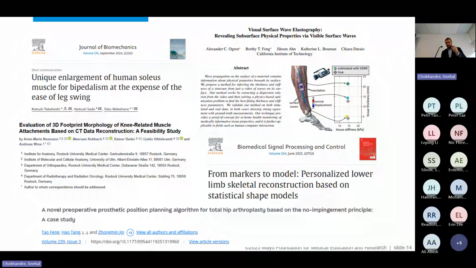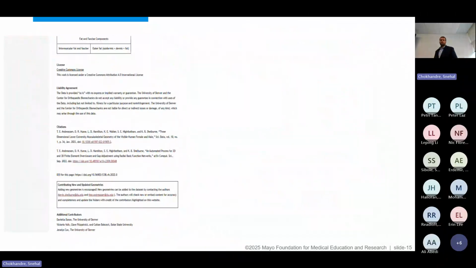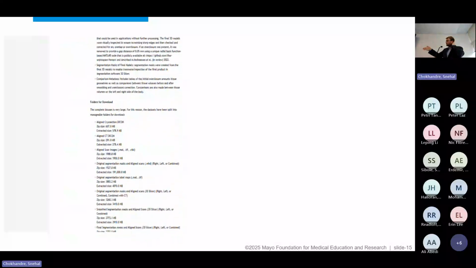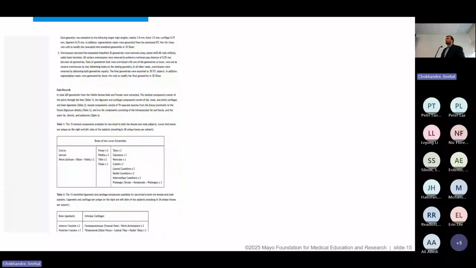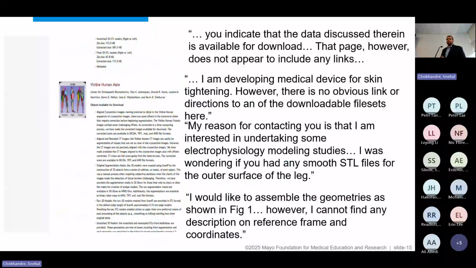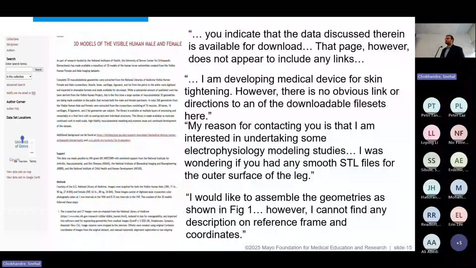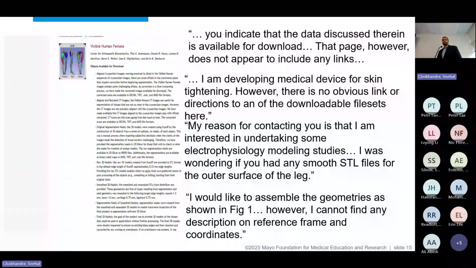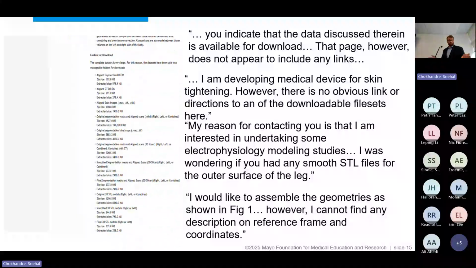But at the same time, there were some, let's say, less than positive outcomes, right? So over here on the left, you can see this is where the data is currently stored. It's on the University of Denver's Digital Commons. So it's sort of like a university-specific data repository. And over the last year, I compiled some of the more interesting questions I've got, like this first one. You indicate the data discussed therein is available for download. That page appears to not have any links, right?